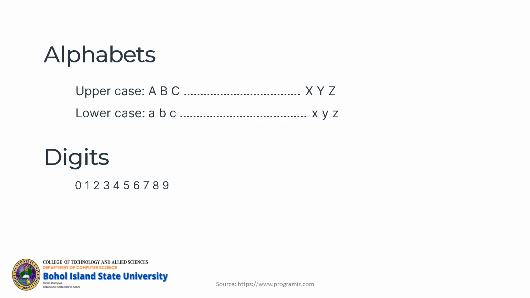Identifiers refer to the names given to entities such as variables, functions, and structures. C accepts both lowercase and uppercase alphabet letters as variable and function names. Also, it accepts alphabet letters and digits in one identifier.